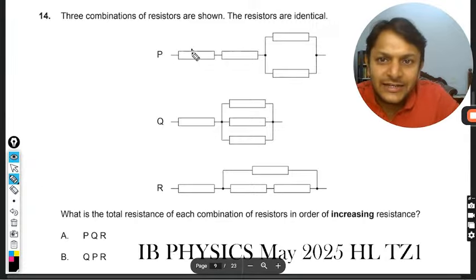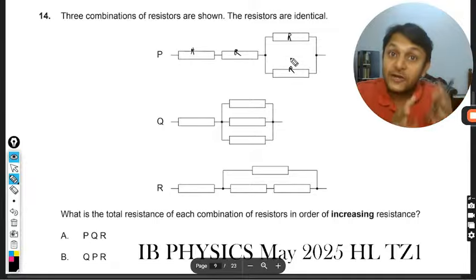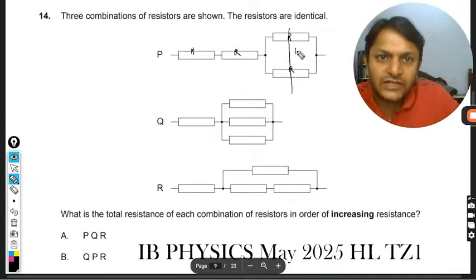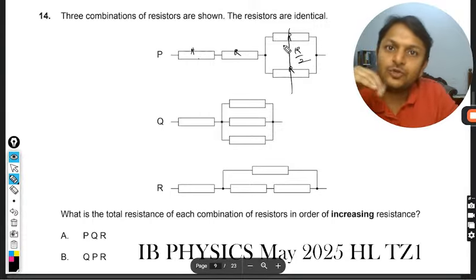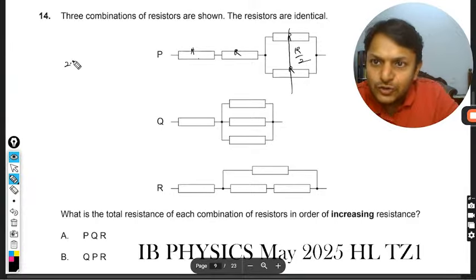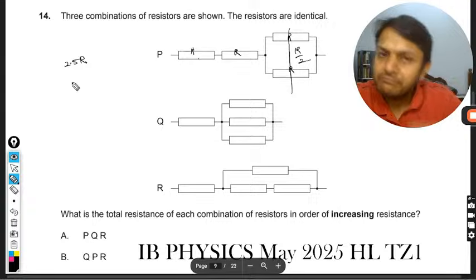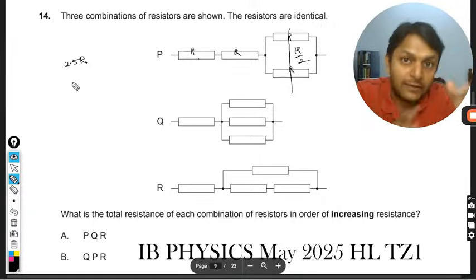So these all are identical. This is R, this is R, this is R, and this is also R. So we know when two equal resistances are placed in parallel with each other, the equivalent becomes R by 2. So the total resistance here is R plus R plus R by 2. So 1 plus 1 plus half, 2.5. So you can say it is 2.5 R. Clear? You have to be this fast, and it is really that easy, and you can become fast.